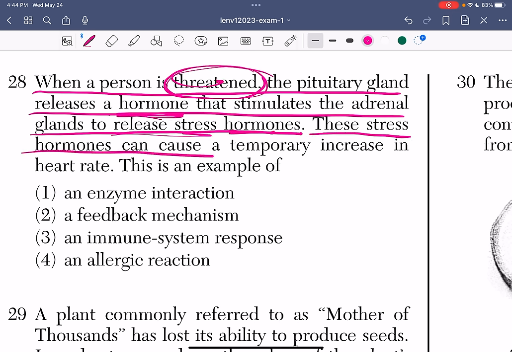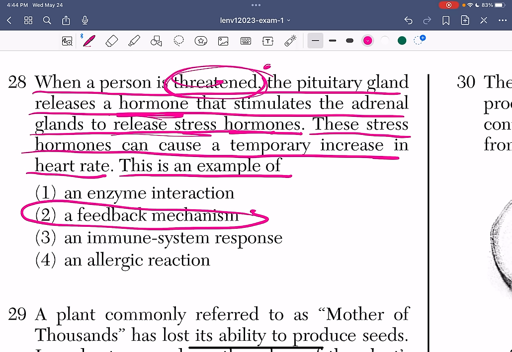These stress hormones can cause a temporary increase in heart rate. This is an example of a feedback mechanism. Whenever you have a reaction, a stimulus, you're being stimulated, okay? Something, you're being threatened. Your hormone releases adrenaline, and then it causes you to have an increase in energy, an increase in heart rate. That's so that you can run. That is absolutely a feedback mechanism. So the best answer for number 28 is choice 2. I'm not even going to bother reading the other ones because they are wrong.